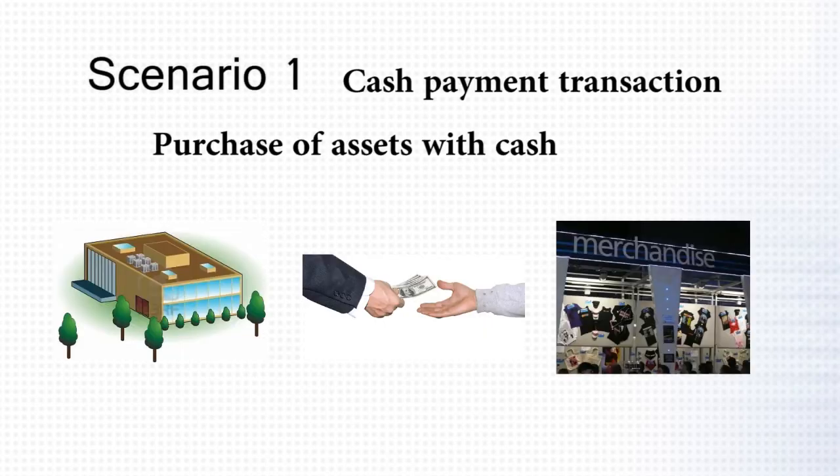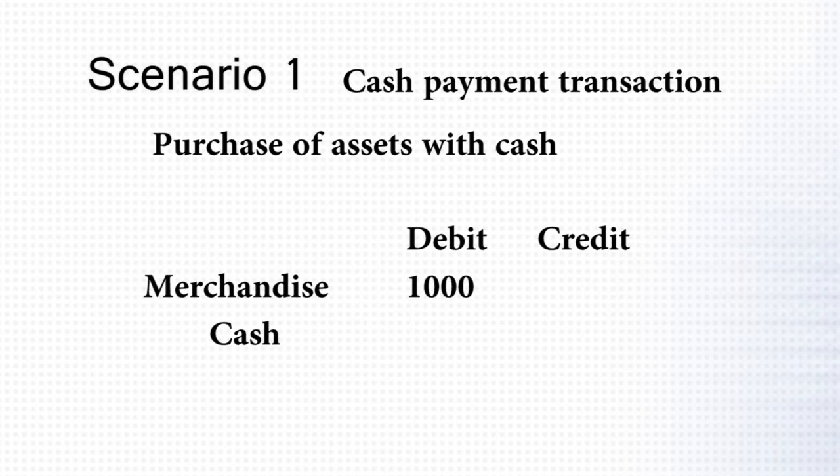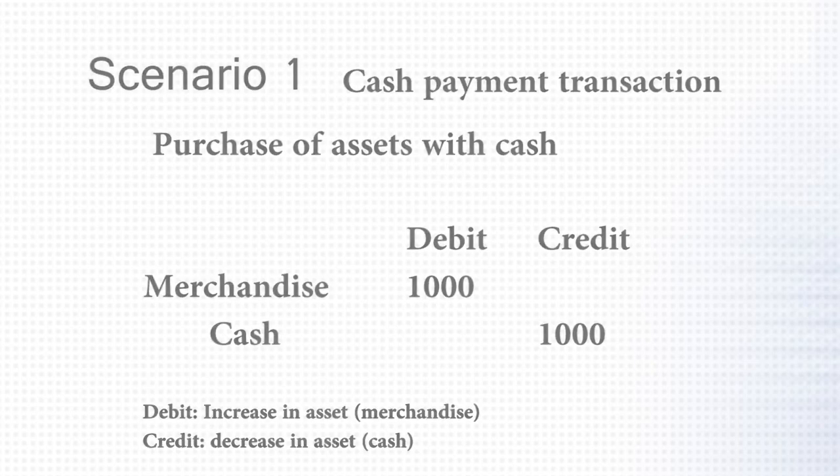Scenario 1. Cash payment and transactions. Purchase of assets with cash. Let's say a business purchased merchandise and paid $1,000 in cash. The journal entry will look like this: Debit, merchandise, 1,000. Debit, increase in assets, merchandise. Credit, cash, 1,000. Credit, decrease in assets, cash.